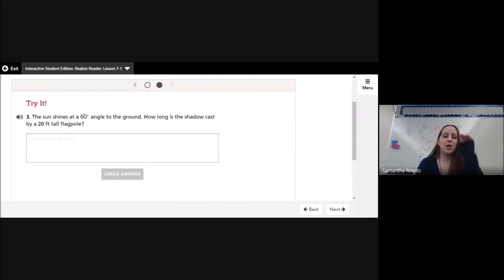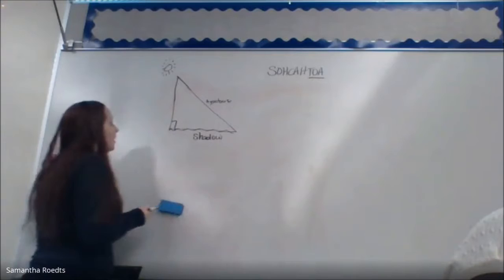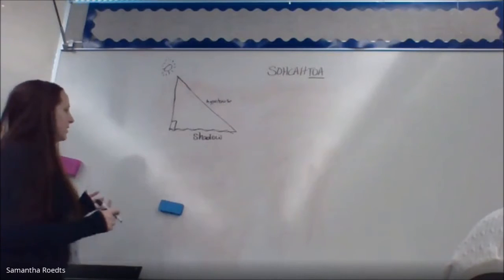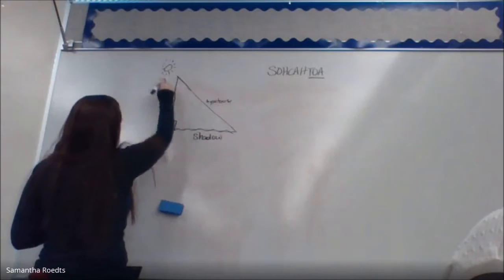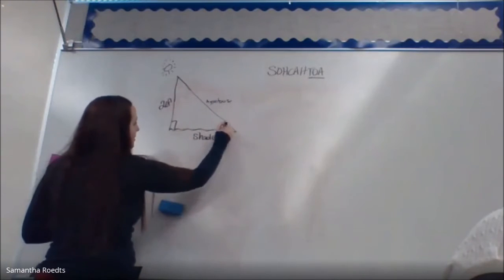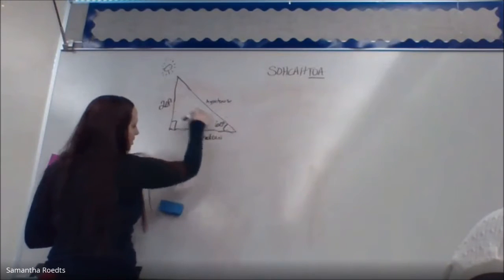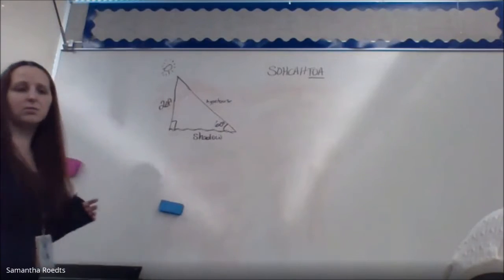So let's try it. The sun shines at a 60-degree angle to the ground. How long is the shadow cast by a 20-foot flagpole? All right, so when we're drawing this, the height of my flagpole is 20 feet. Here's my sun. So it's hitting the ground at a 60-degree angle.